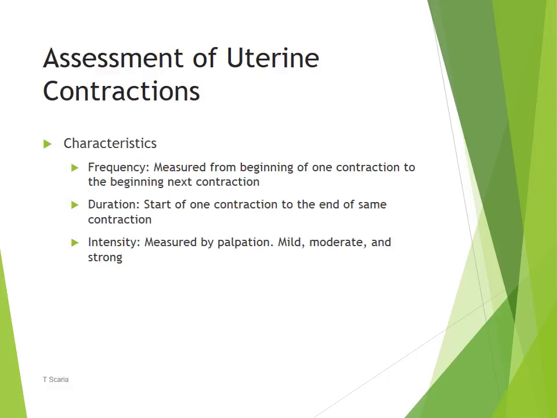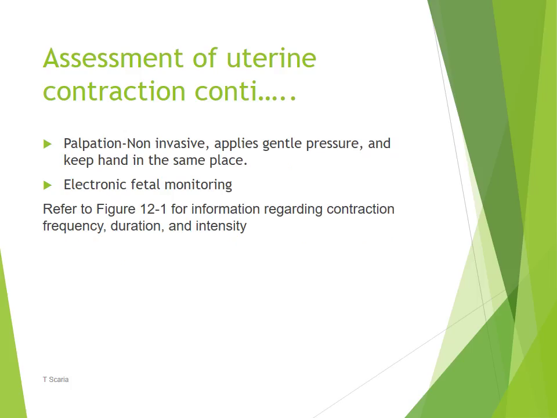Assessment of uterine contractions. The characteristics are frequency, duration, and intensity. Frequency and duration, please don't confuse yourself. I have explained this very well with the fetal monitoring strip during the first day of clinical. Uterine contractions can be assessed by palpation, which is a non-invasive technique. You apply gentle pressure and keep your hand in the same place. And another method is electronic fetal monitoring.